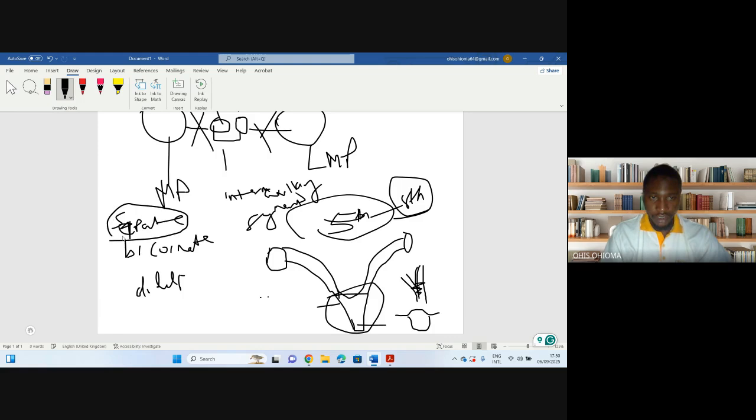So, in the exam question, in the Steps, they might not give you a diagram of it. They might just do an HSG for you, put a dye, and you see the picture of each of them. So basically what happens is that the septate is somewhat like this, right? And the bicornuate is much deeper, while the didelphys is a lot deeper. So it's something like this. This is the didelphys uterus.